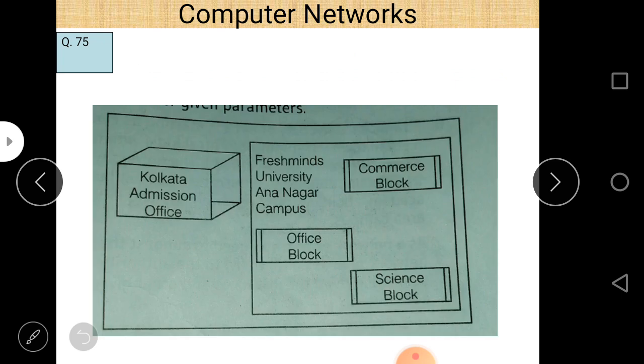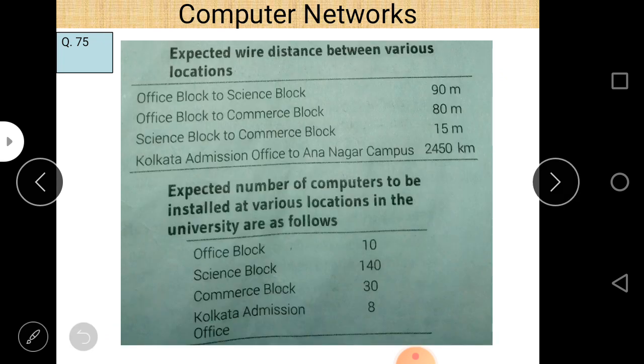So this is the Kolkata admission office, and this is Fresh Mind University and its campus. There are three blocks in it: commerce block, office block and science block. The distances between the different blocks are given here. Office block to science block 90 meters, office block to commerce block 80 meters, then 15 meters, and Kolkata admission office to the campus 2450 kilometers. The expected number of computers to be installed at various locations in the university are as follows: 10, 20, 38. These are the different numbers of computers.